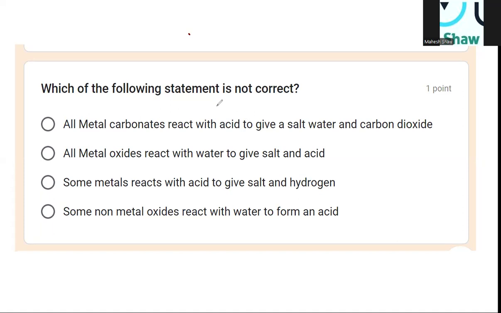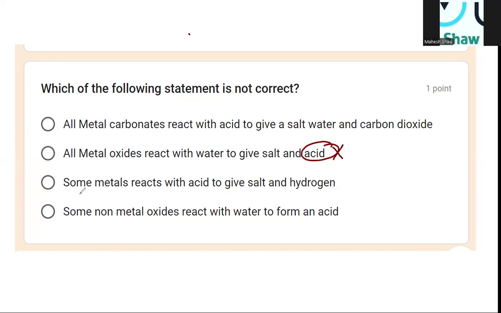In the next question, it says, which of the following statements is correct? All metal carbonates react with acid to give salt, water, and carbon dioxide. The second is, all metallic oxides react with water to give salt and acid. So this is completely wrong, as we know that metal oxides react with acid. Not all metallic oxides react with water to give salt. And definitely they cannot give acids, right?